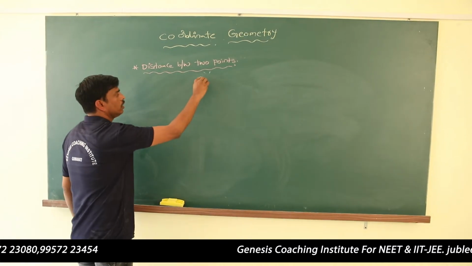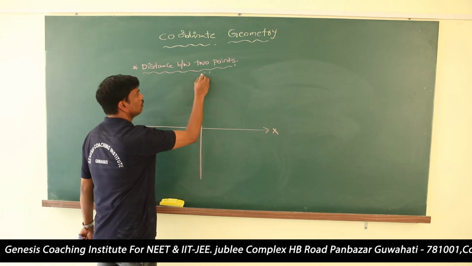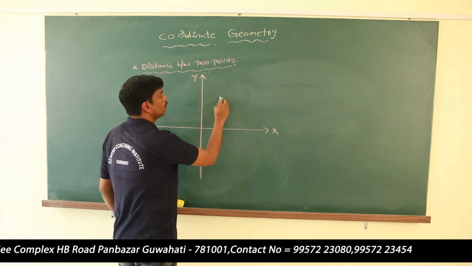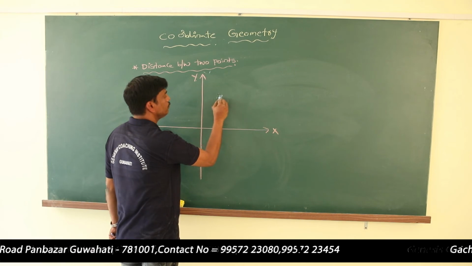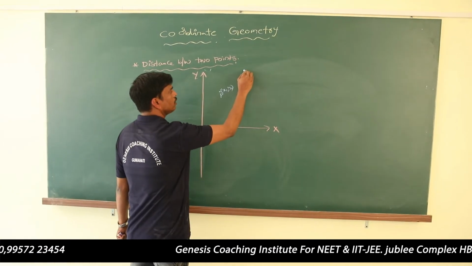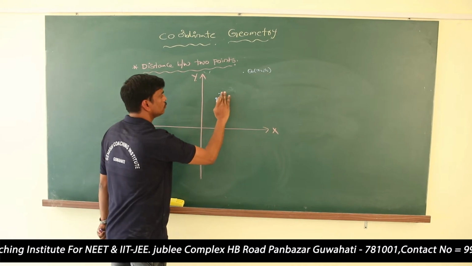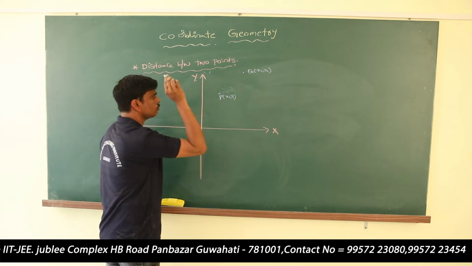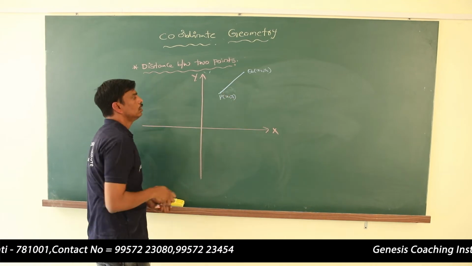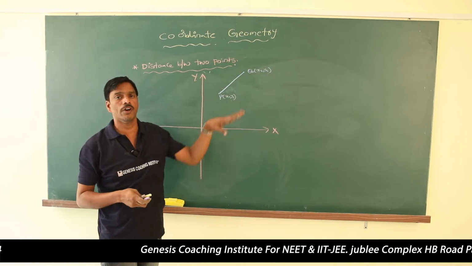So here again I am taking the 2 coordinate axes x and y. Let there be 2 points on the plane. One of the points is P, x1 comma y1, and let another point Q be x2 comma y2. Now we can join these 2 points. Now I want the distance between these 2 points. We want the PQ distance. How can we find the PQ distance?